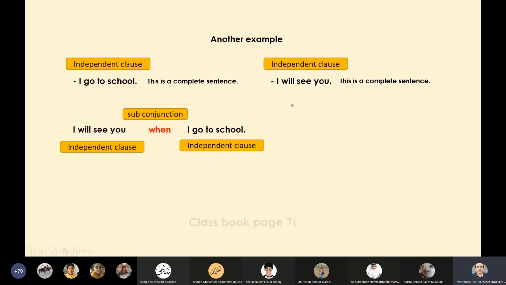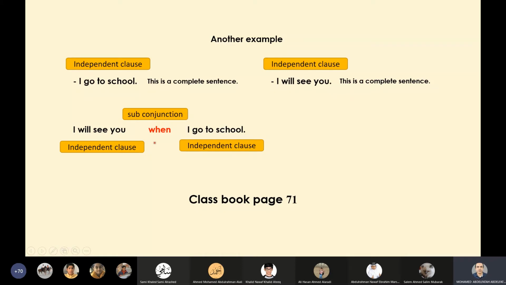Using a subordinating conjunction. Here, students, we can connect the two sentences using the relative pronoun when. The relative pronoun, as I told you at the beginning, is used as a subordinating conjunction. So the new sentence will be like this: I will see you when I go to school. We connected the two sentences together using the relative pronoun when.